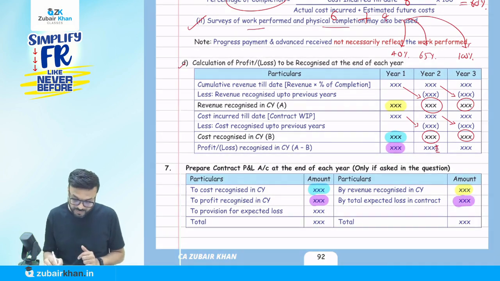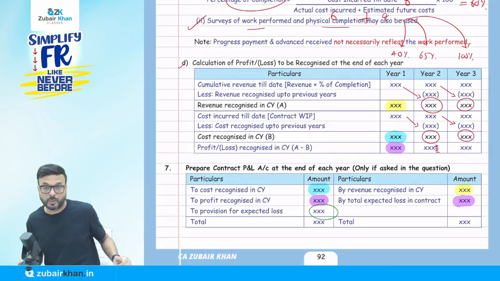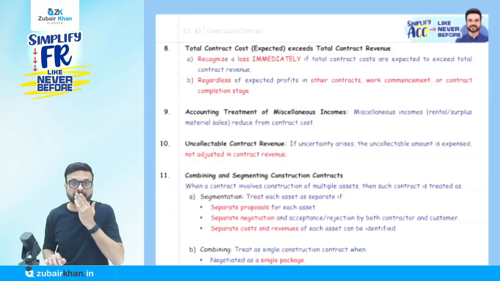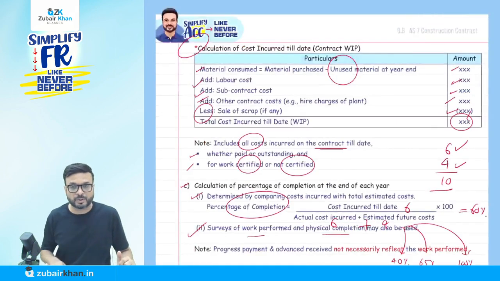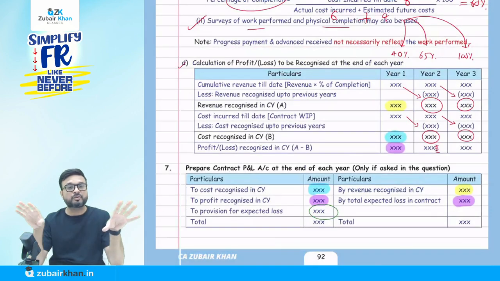But you will say, okay, we understand this, but what is this here? Provision for the expected loss. I will tell you that. What is this provision for expected loss? I think it will come in the next point. Yes, in the next point I will tell you what the provision for expected loss is. But first, you have to prepare this table.